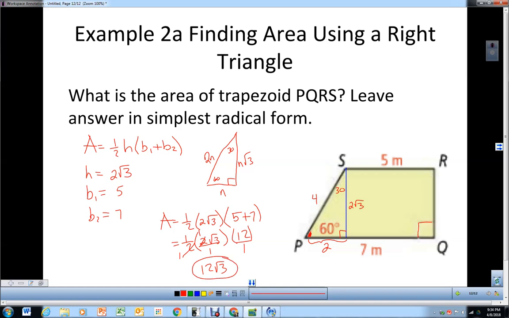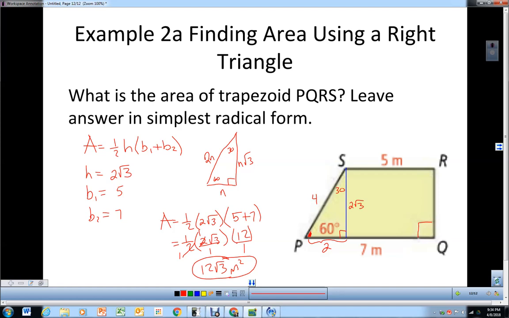Now our units here, go ahead and add that in. Our units are going to be meters squared. So we get 12 radical 3 meters squared. So make sure that we draw this line here to help identify our height.